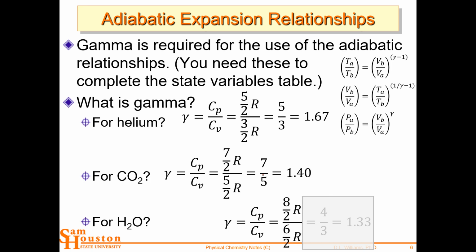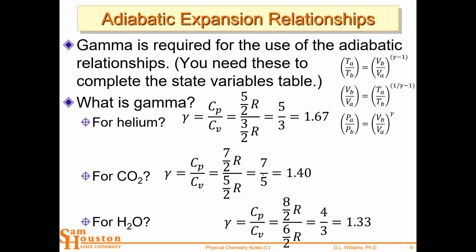And then finally, for water or any nonlinear molecule, start with Cv. You have 3/2 R for translation, another 3/2 for rotation. So that's 6. You add 2 more for Cp, that'd be 8. And so it would be 8/6 or 4/3 or 1.33 for a nonlinear molecule. And then you would use those gammas in these relationships in the upper right. There I've got temperature and volume related to each other, with temperature inside the exponents, or pressure with volume inside the exponent.